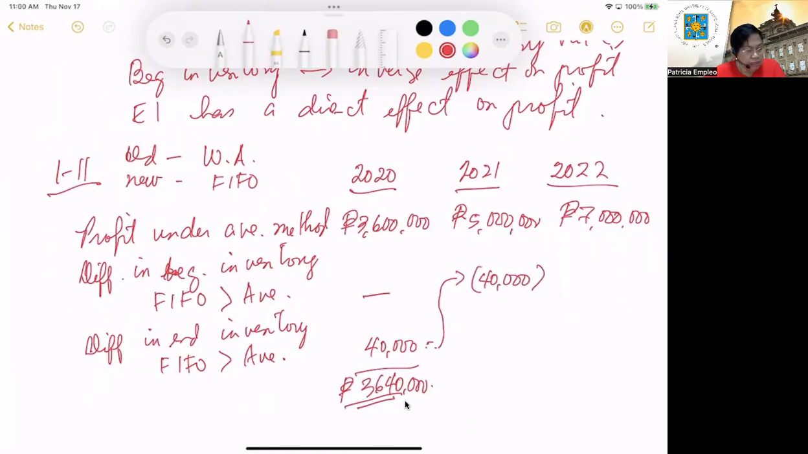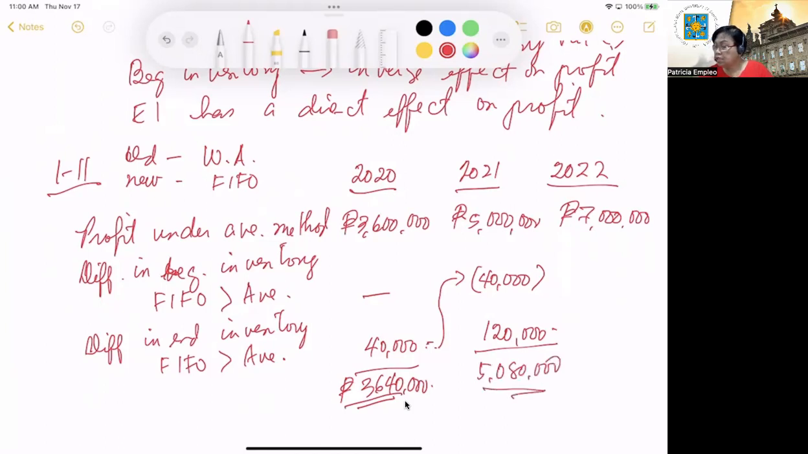Then at the end of the year, the average basis inventory is 1,300, whereas the FIFO basis is 1,420. So the FIFO basis inventory, ending inventory is higher by 120. So the higher is the ending inventory, the higher is the profit. Therefore, that's 5 million minus 40 plus 120. So that is 5,080,000.